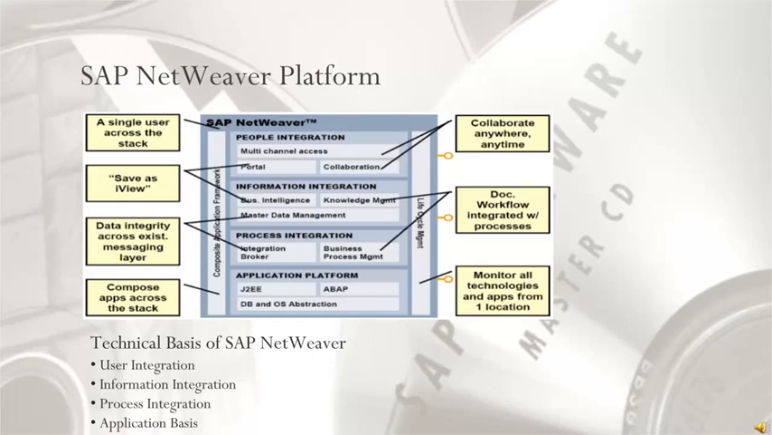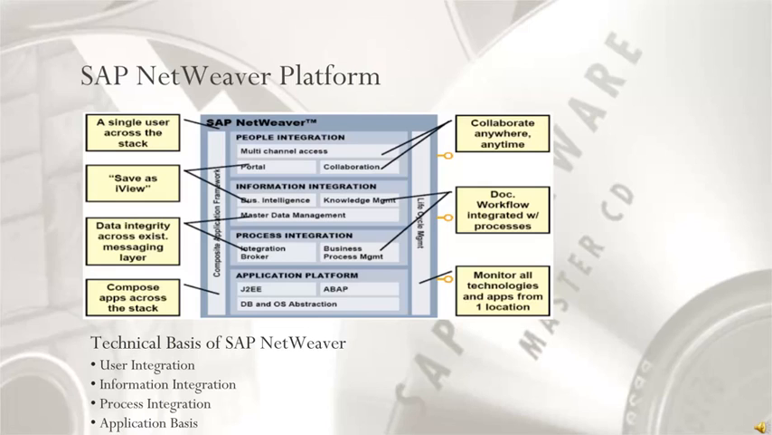As shown here, SAP NetWeaver forms the technical basis to 4 primary areas: users, information, process, and application integration. These representations show how users are able to collaborate and share information via a portal. What's important to note here is that this collaboration can be conducted in an on-demand environment anytime and anywhere you access the portal.